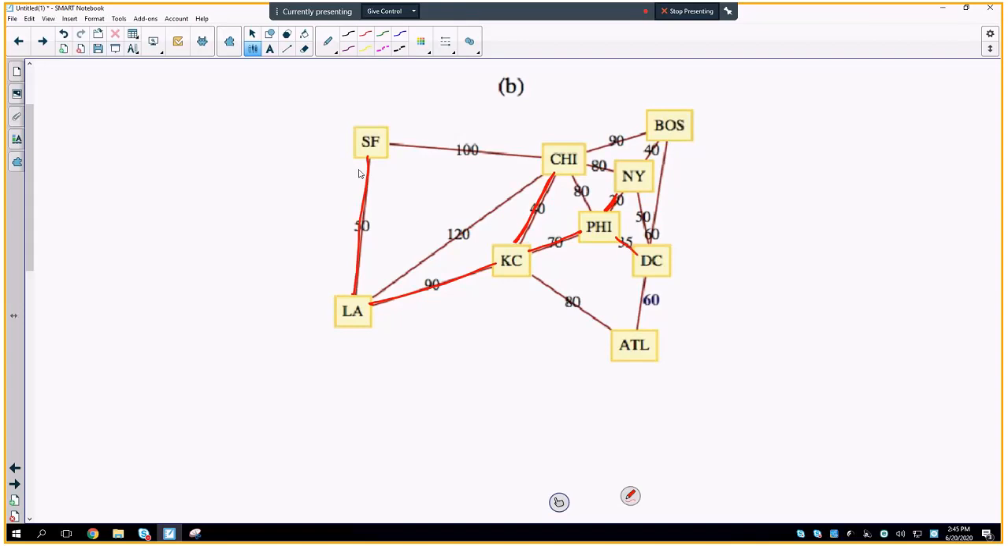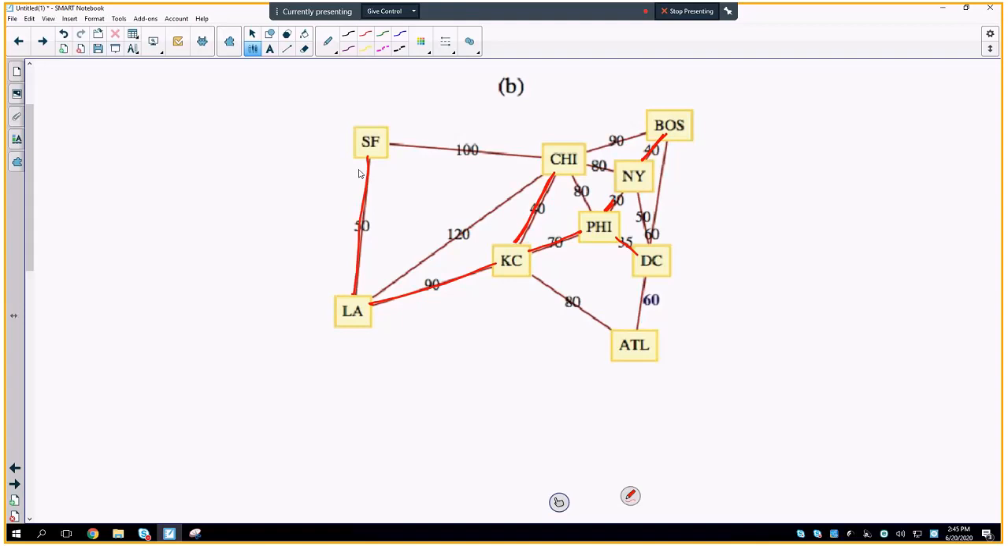The connections are going to be Chicago to Boston, Kansas City to Atlanta, Boston and New York is a connection, New York and DC is a connection, and that's pretty much it. And the minimum connection is between New York and Boston, so keep it. New York and Boston is connected.